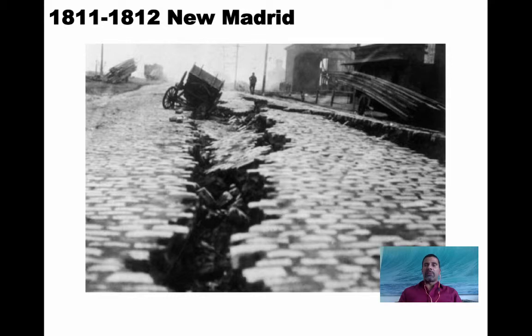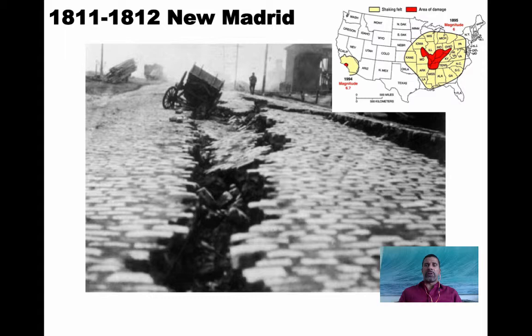Another similar event, which we still don't fully understand, was the sequence of earthquakes ranging between magnitude 7 and magnitude 8 that hit New Madrid, Missouri between 1811 and 1812. Now, I stress Missouri because if we look at this area where this earthquake occurred, the red area here is the area of shaking that caused a lot of damage to structures, and the yellow area is the area where people felt shaking.